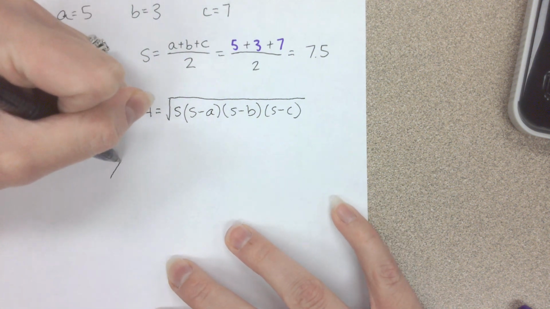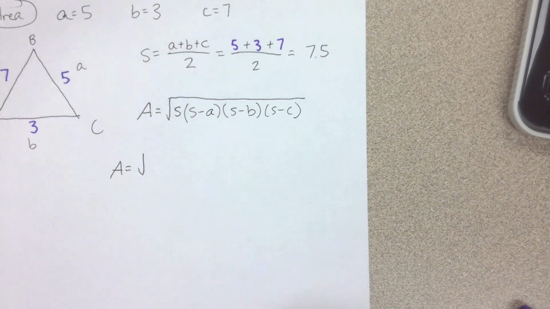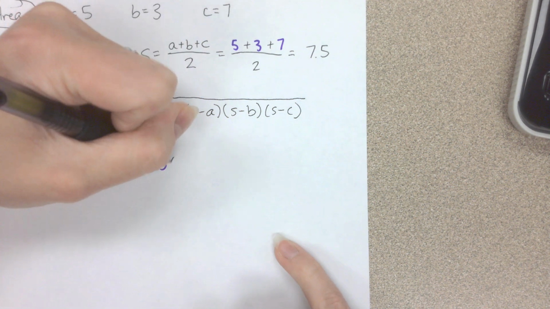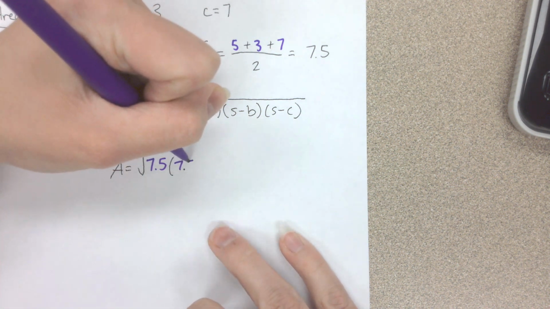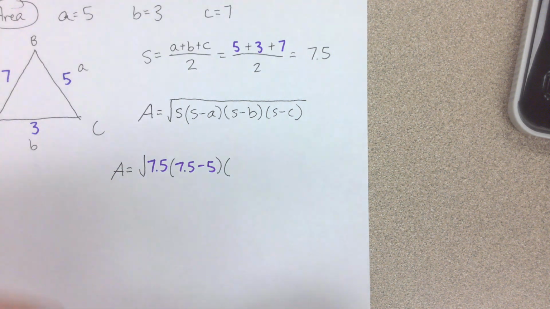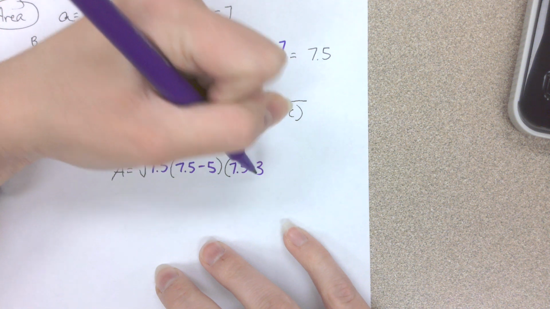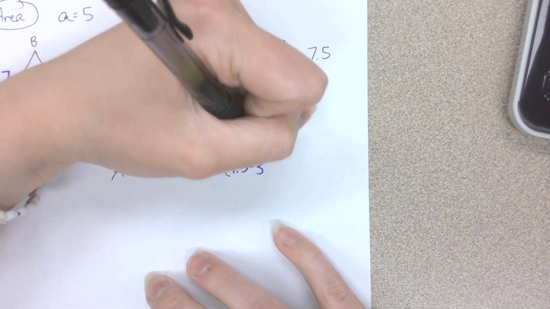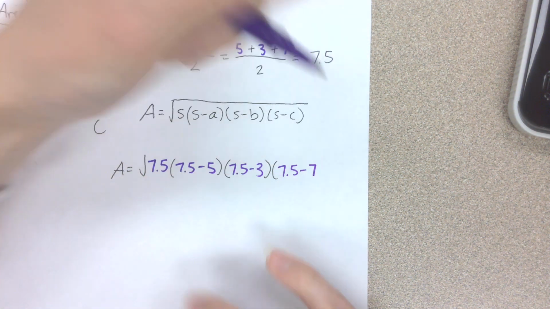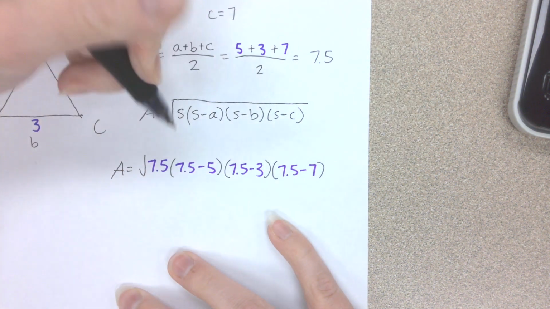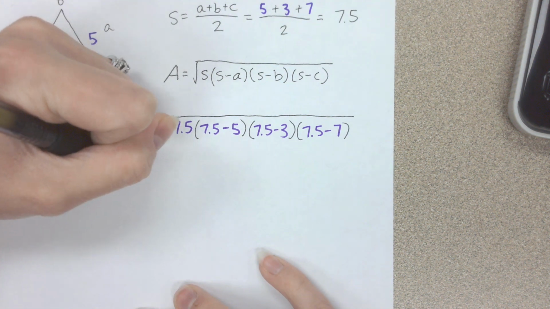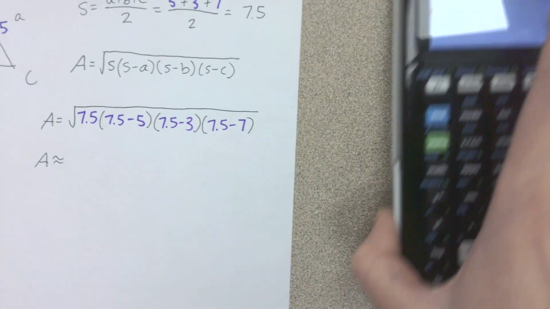And I have a feeling it's going to take more room than that, so I'm going to scooch over just a little bit. S is 7.5 times S minus A, 7.5 minus 5, times S minus B, 7.5 minus 3, times S minus C, 7.5 minus 7. And then we type all of that into the calculator very carefully.